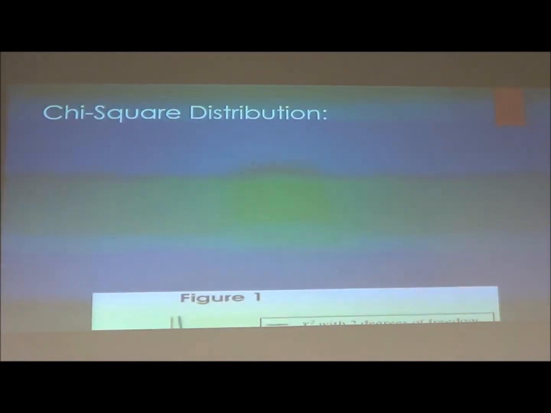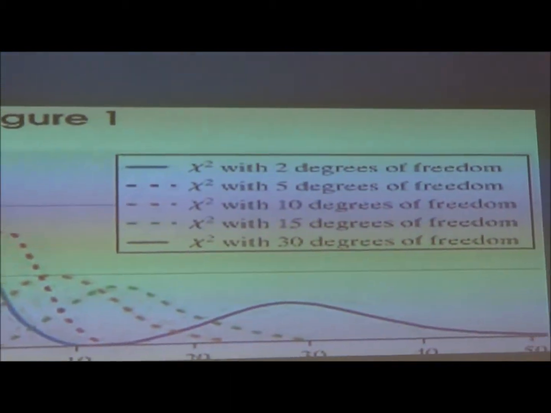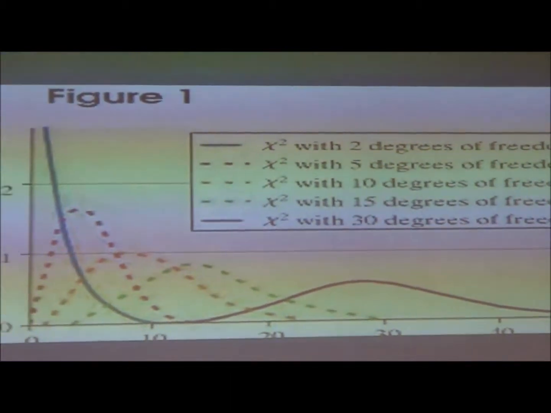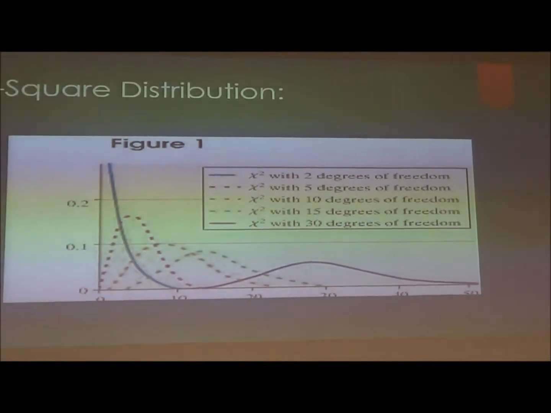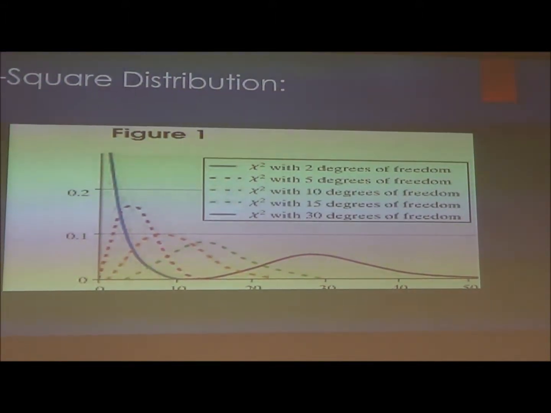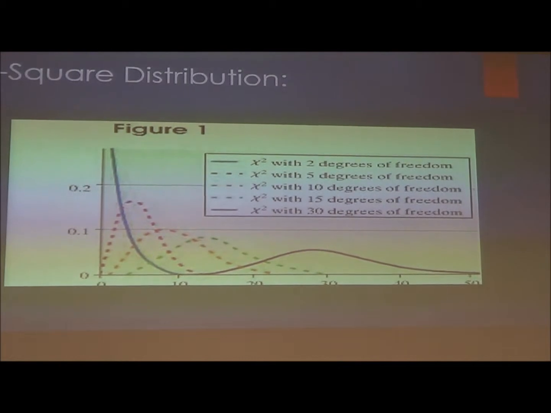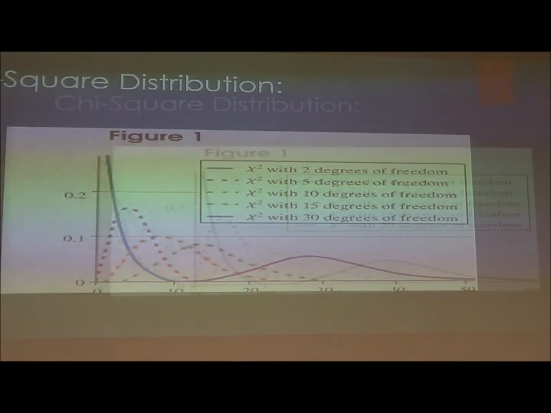This is our chi-square distribution chart. As we can see, the characteristics of the chi-square distribution are not symmetric. The shape of the chi-square distribution depends on the degrees of freedom, similar to our Student's t distribution. And as the number of degrees of freedom increases, the chi-square distribution will become more symmetric.